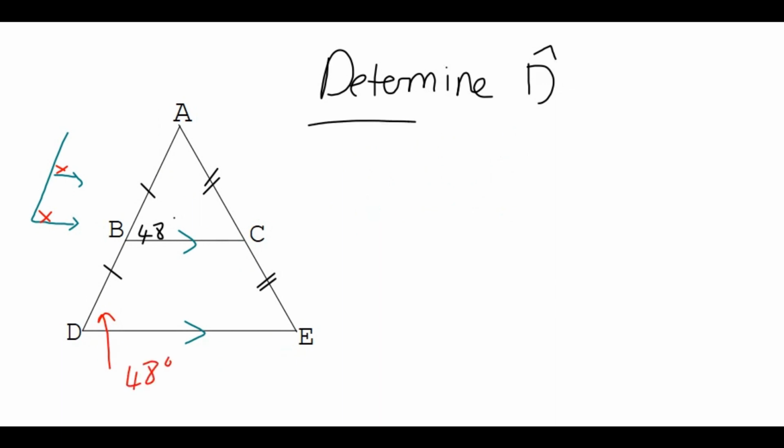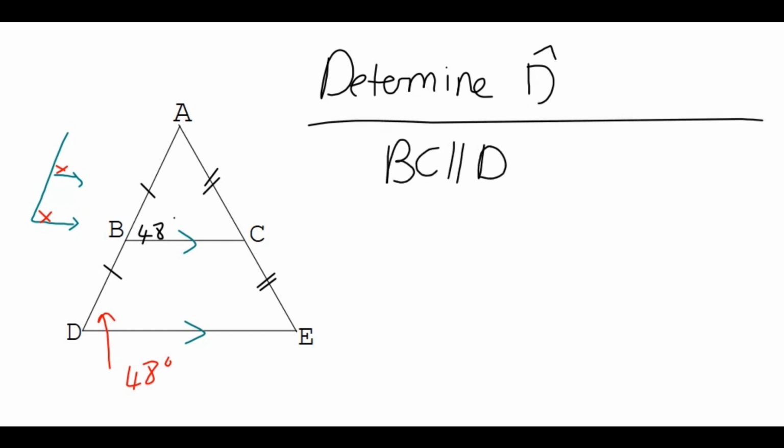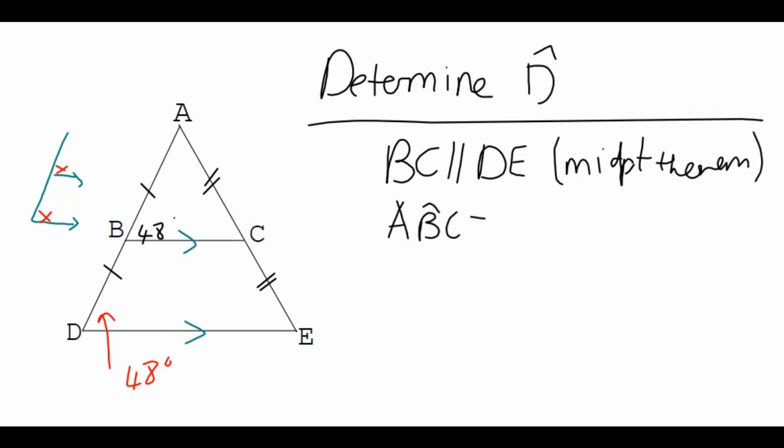Okay, let's write down what we know. We're going to say BC is parallel to DE, and the reason, once again, is the midpoint theorem. And thus, angle ABC is equal to angle D. And both of them are 48 degrees, and the reason for this is corresponding angles.